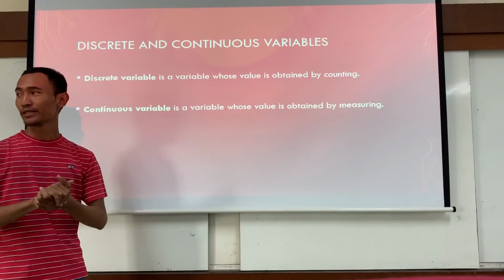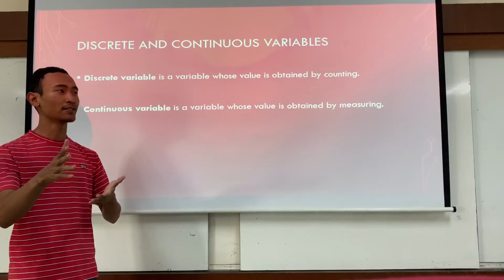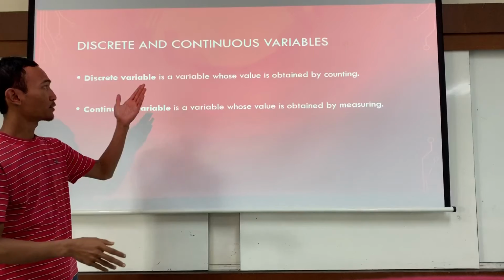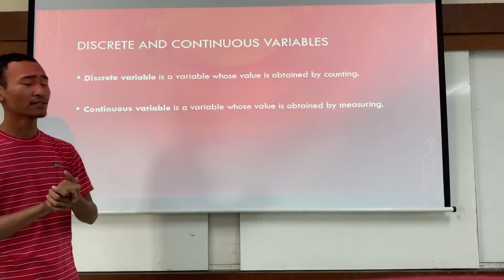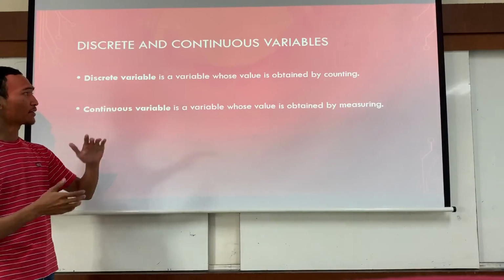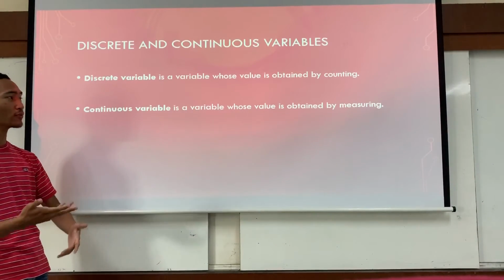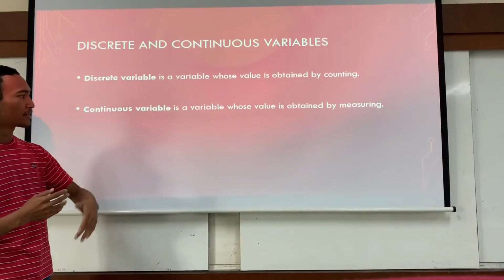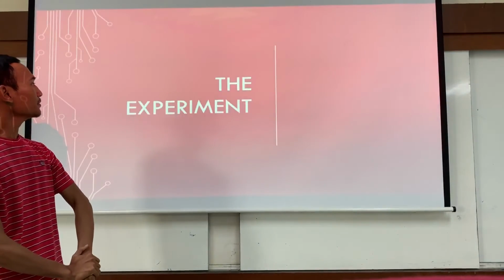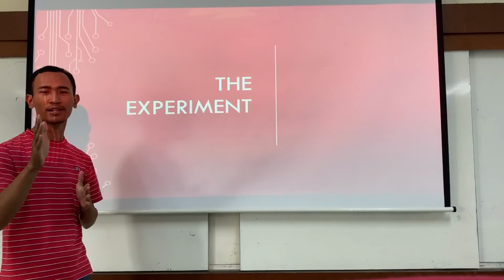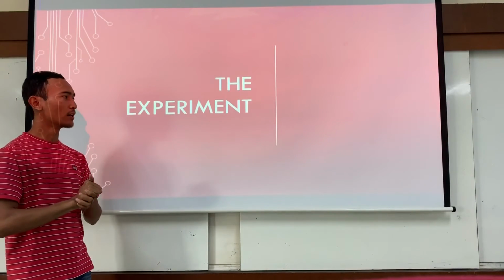We are doing this experiment relating it to discrete and continuous variables. What are discrete and continuous variables? A discrete variable is a variable whose value is obtained by counting, and a continuous variable is a variable whose value is obtained by measuring.